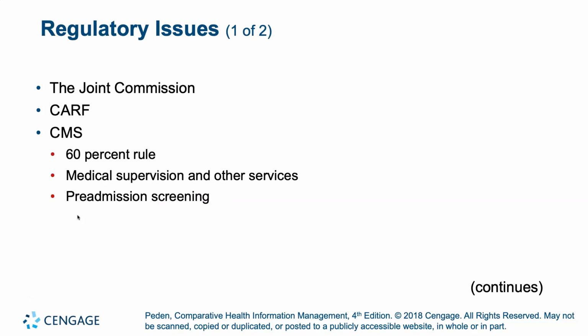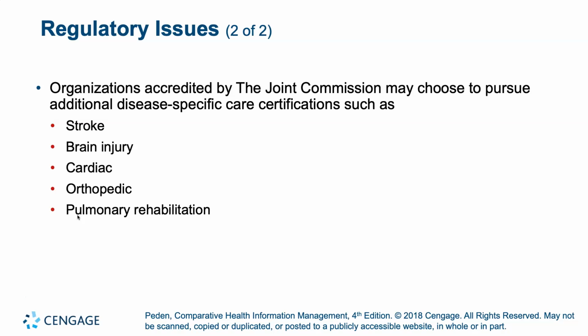Regulatory issues. There are different groups that accredit rehab facilities. The 2 main ones are Joint Commission and CARF. And I'm most familiar with CARF. That's the one that I've seen typically for rehab settings, but Joint Commission does it as well. And then CMS, of course, has their own regulations on rehab facilities and rehab services. And your book covers this. So take a look at that for the definition of the 60% rule, for how they look at medical supervision and other services, and then their pre-admission screening. So I'm going to refer you to your book for that. All right. Also, organizations that are accredited by the Joint Commission can choose to have disease-specific care certifications, and then they give you some examples.